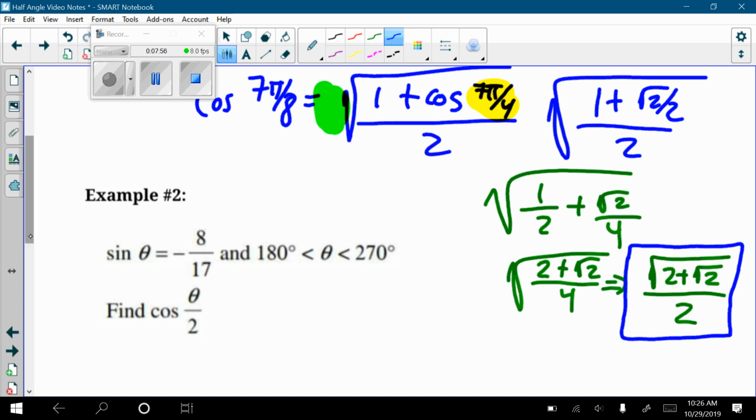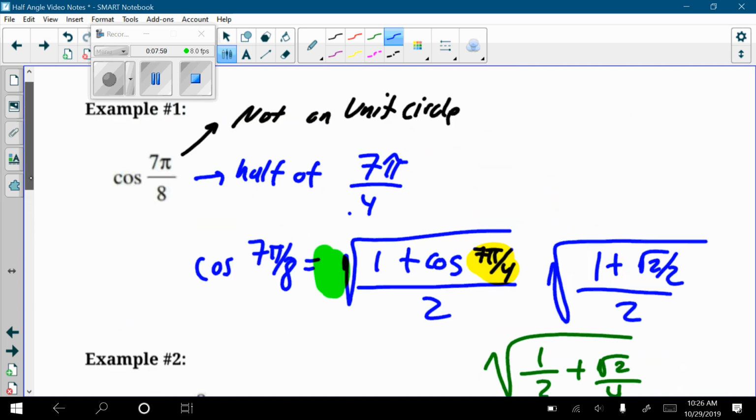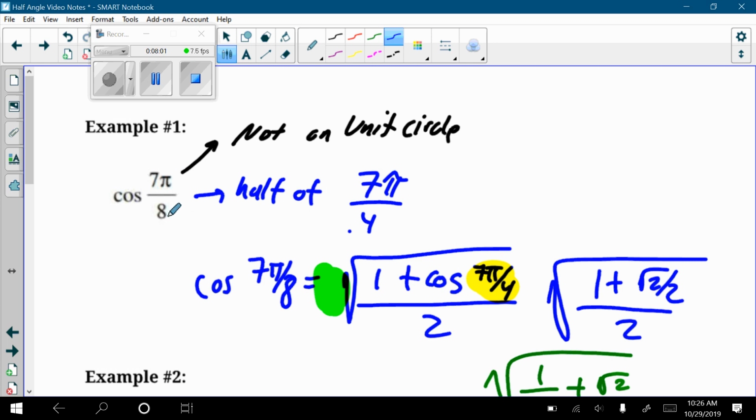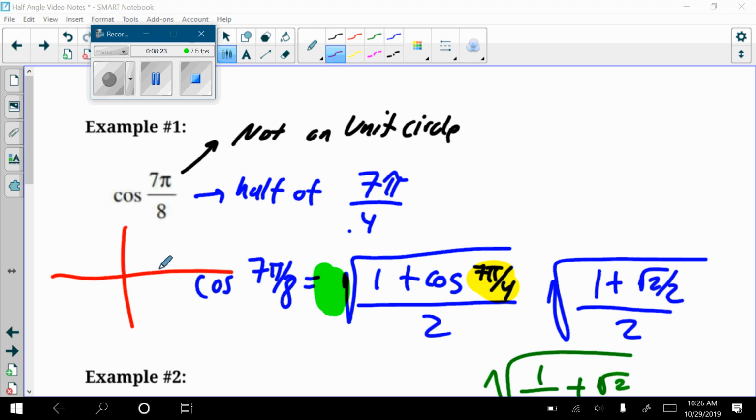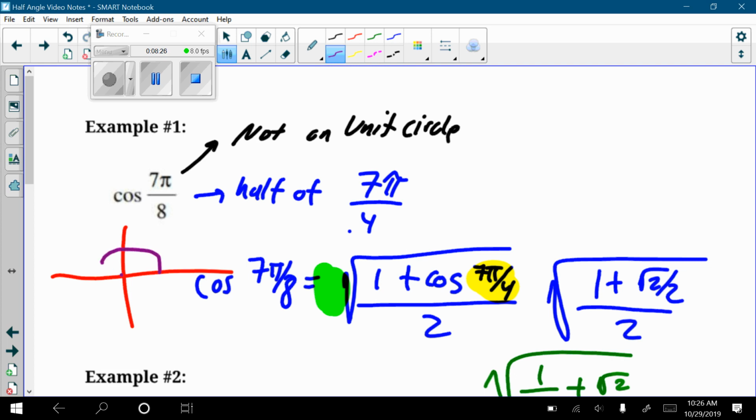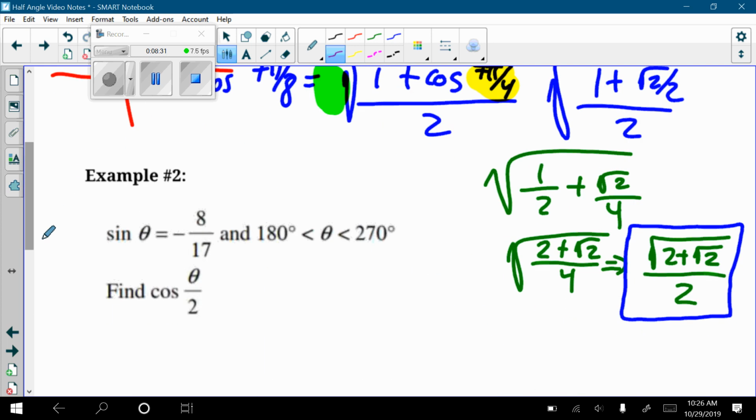Now we got to talk about the plus or minus thing, which gets a little confusing. All we're trying to decide is, should the cosine of 7 pi eighths be positive or negative? Again, 7 pi eighths is not on the unit circle, but we know where it is roughly. Let's just draw a little picture here. Well, 7 pi eighths is going to be less than pi, but just a little bit less than pi. So it's going to be somewhere over here. Is the cosine of that angle positive or negative? Well, the x value is negative, so it's going to be negative. So I'm going to toss a negative out there, and that's my answer.